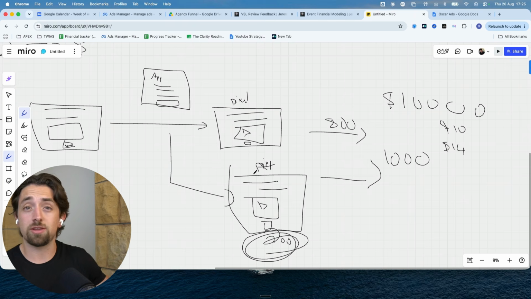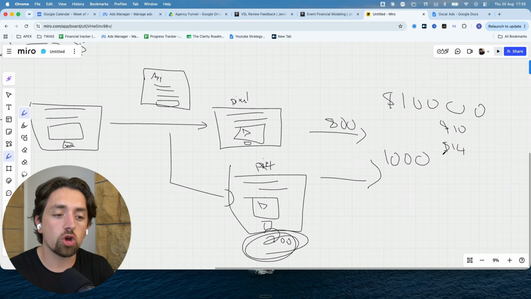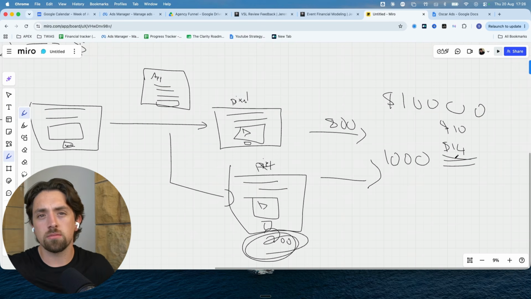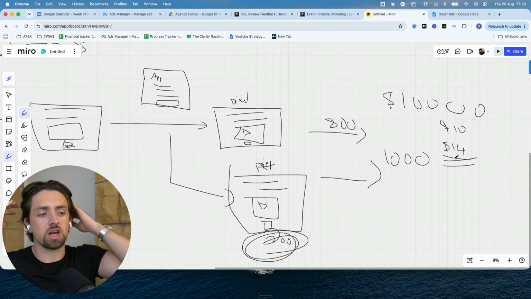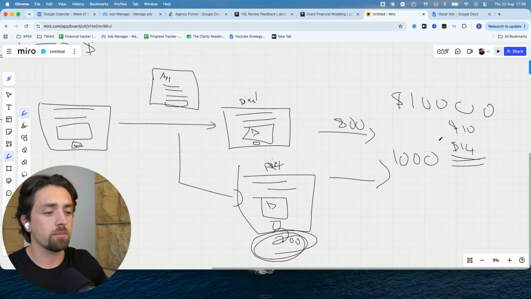You don't show it back to Meta. You don't tell Meta that these people came through your funnel. And the good thing about this is, although your cost per lead is higher, your profitability on the back end is going to be higher as well, because more of these people are going to be viable leads. More of these people are going to buy. And as a result, you are going to make more money.